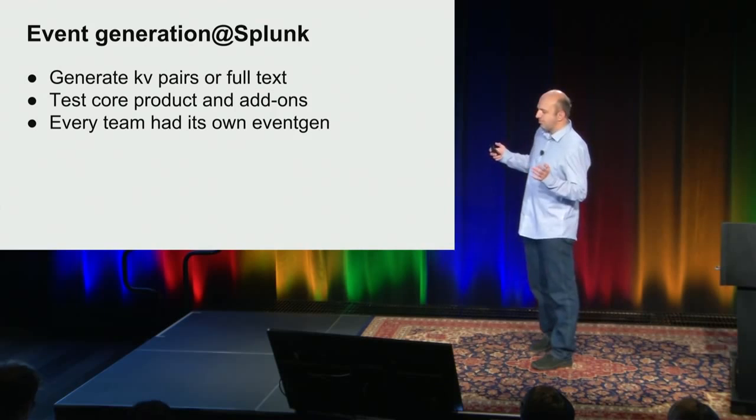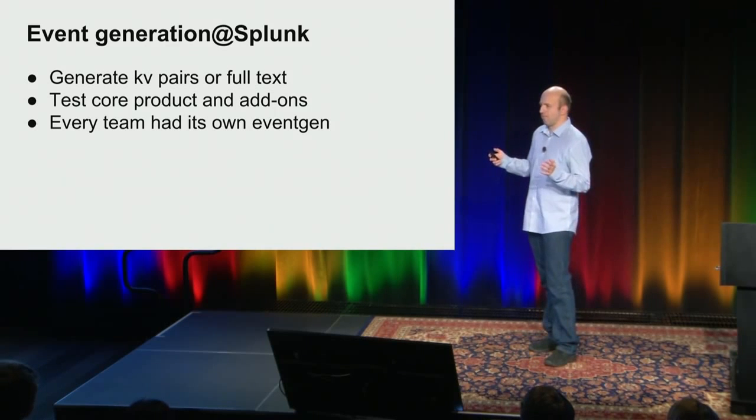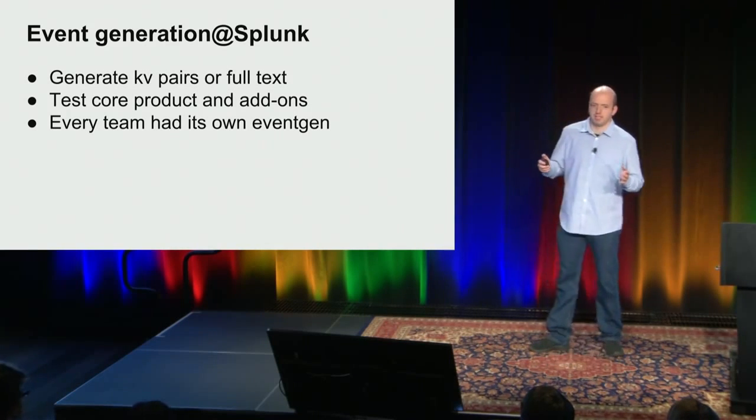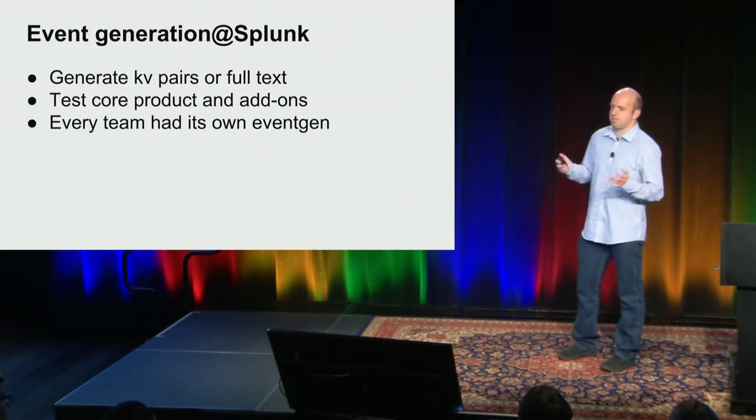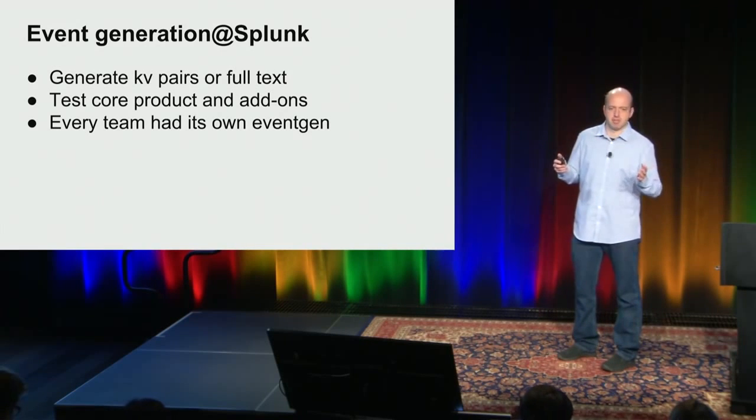So we needed event generators. We needed them badly. Our event gens at Splunk, they produce either key value pairs or full text logs. We make sure that we use them to test our apps to make sure that searches run correctly and the dashboards are properly populated. We also use them to test our core Splunk infrastructure. And we found numerous bugs, especially related to performance and scalability.